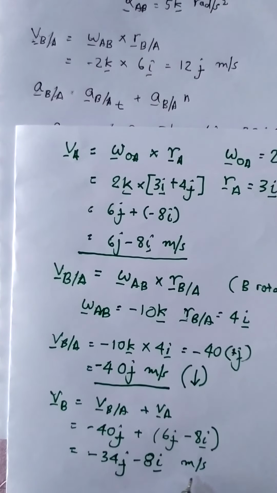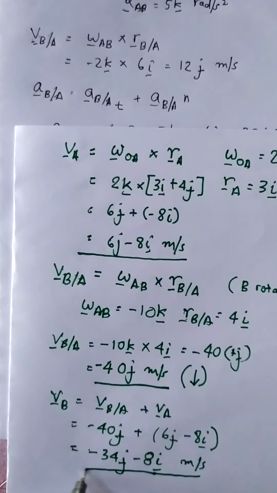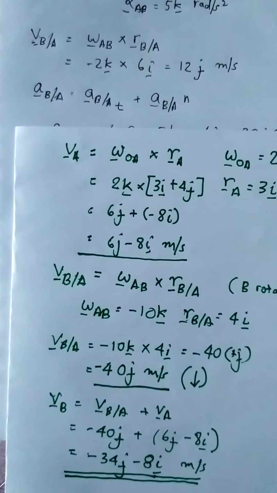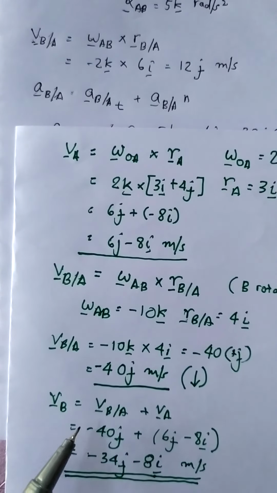I hope I don't make any mistakes in the calculation. If I made some mistakes, please let me know. So that's the velocity of B, and as we know the components, next we will do the acceleration of B.